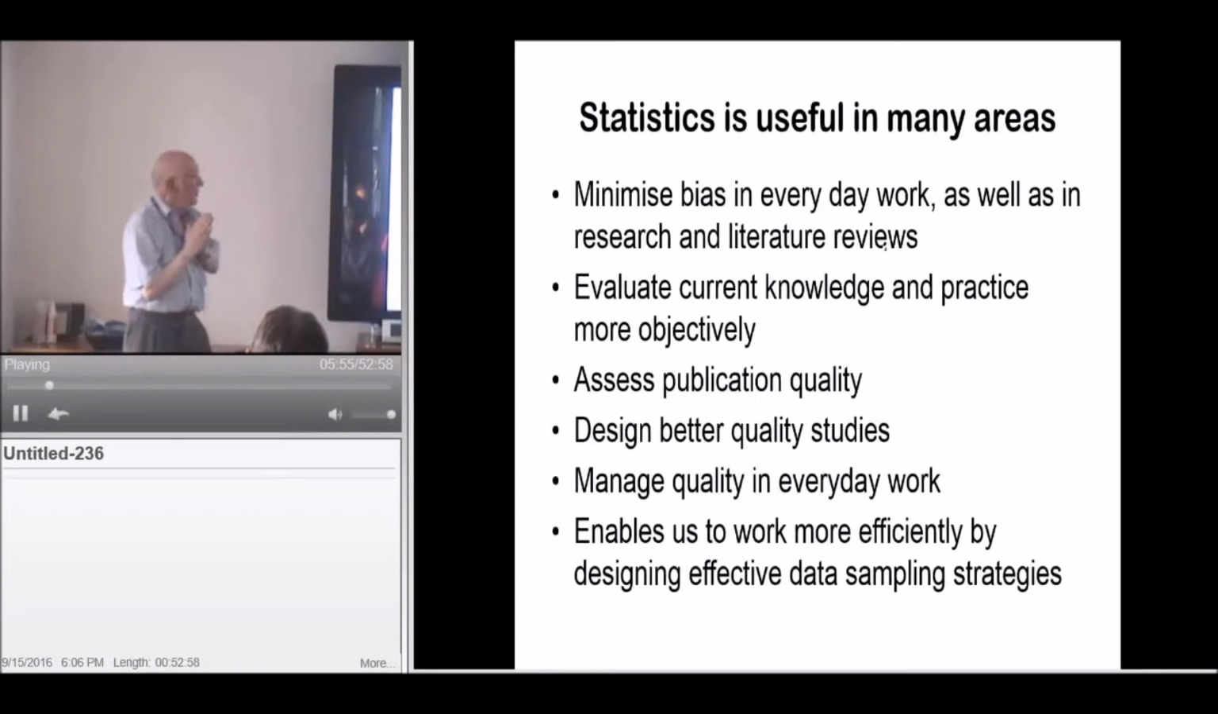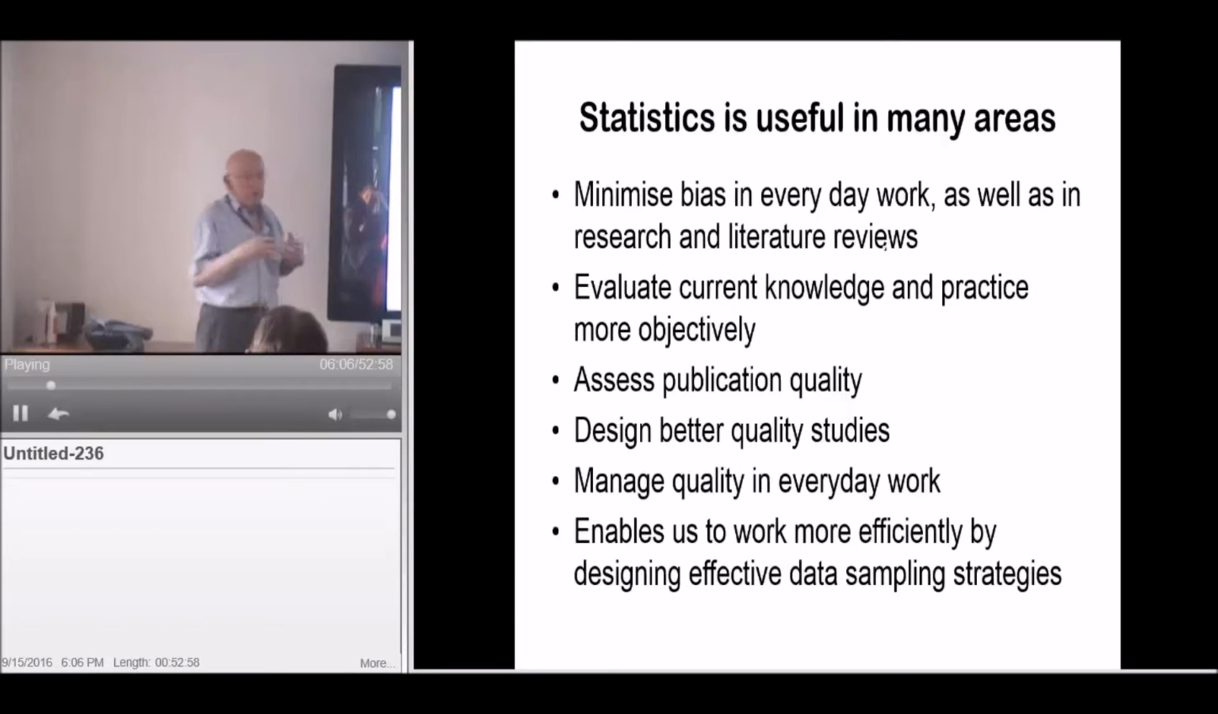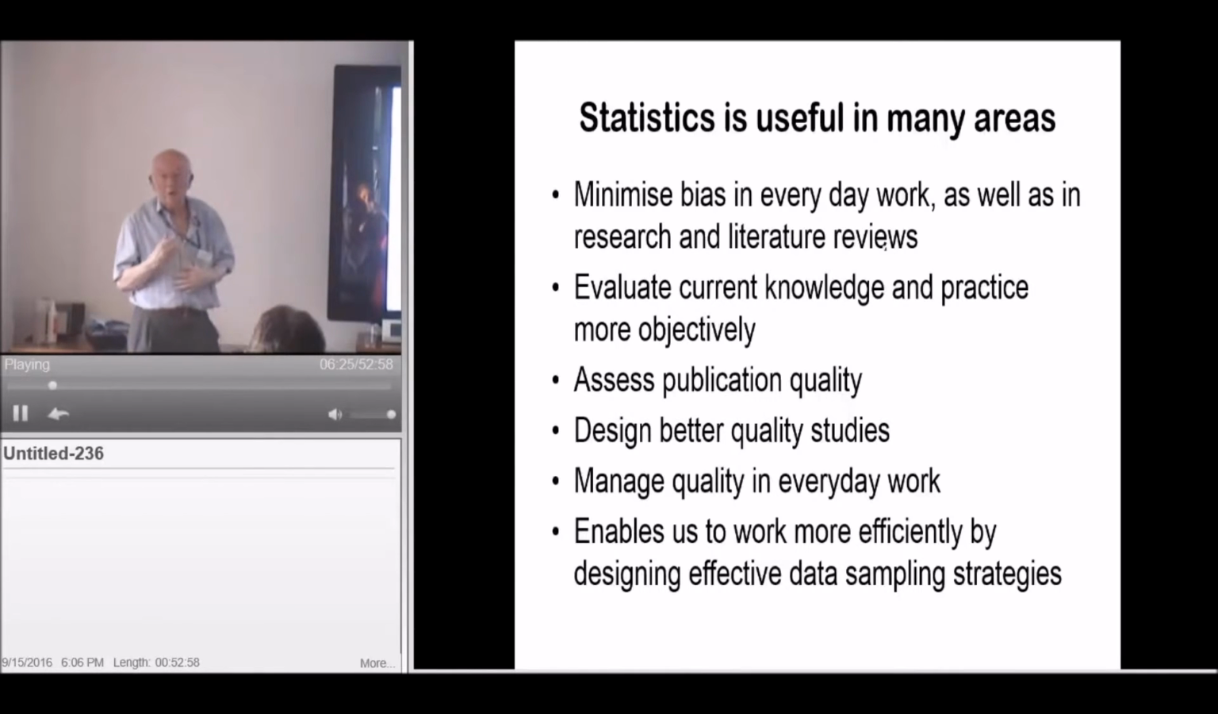And another useful area is to minimize bias in our everyday work, whether it's industrially, where I've worked, as well as in academia and the NHS. It's also important in research and in literature reviews to actually take out as much of the bias as possible. We can't avoid it, but our aim should be to minimise it. And it's also useful in evaluating current knowledge and practice, perhaps more objectively than we might do otherwise.